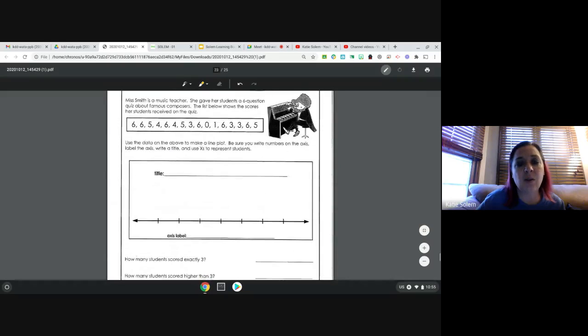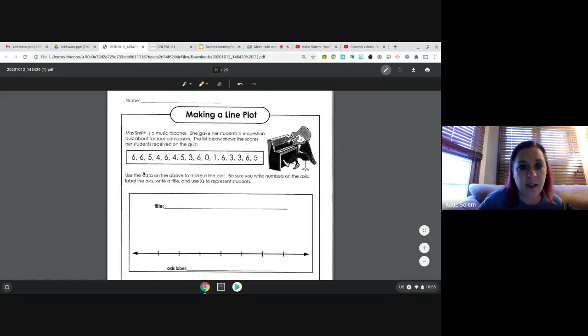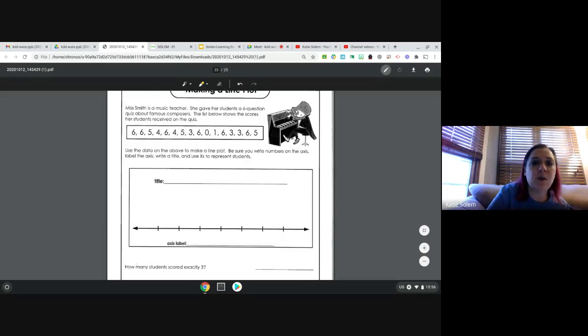The final thing you're going to do is you are going to be making your own line plot. Miss Smith is a music teacher. She gave her students a 6-question quiz about famous composers. The list below shows the scores her students got. Now we're going to use that information to make a line plot. So maybe the title is music quiz or whatever you want to call it. Now the scores range from 0 up to 6. So that's what we need our numbers to be.